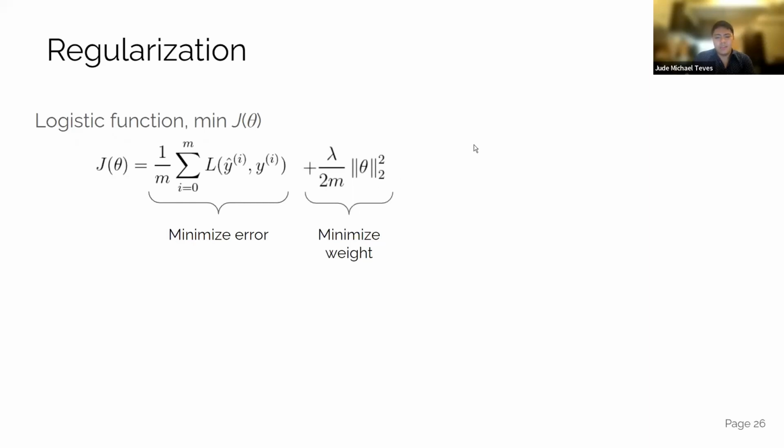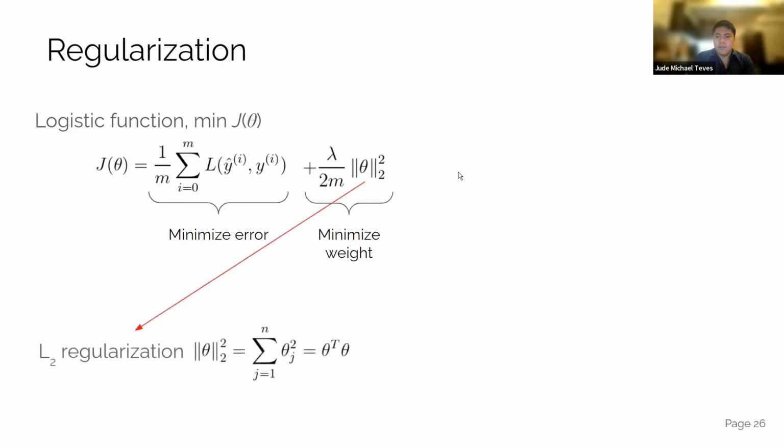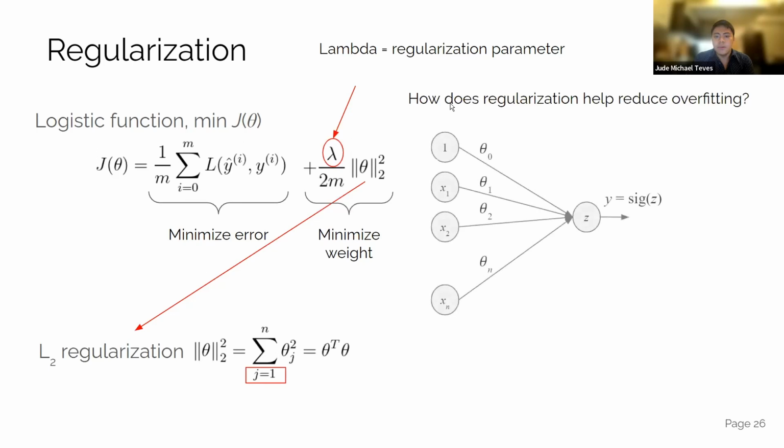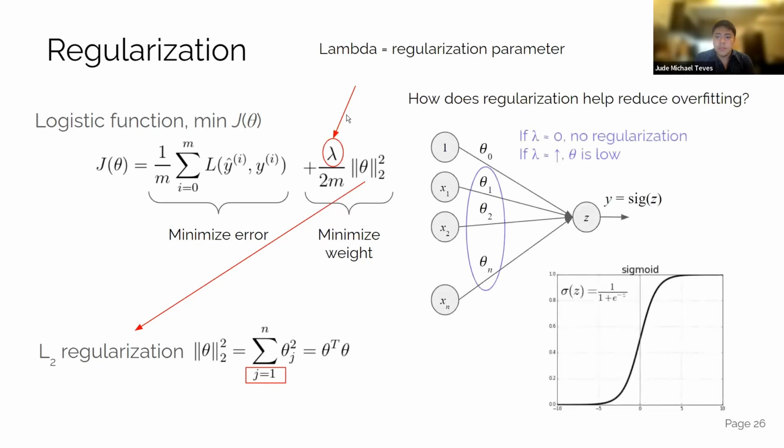So what does regularization do? Let me click a few more times so it shows up here. So how does regularization help reduce overfitting? If the lambda here is 0, then you end up with no regularization. Basically, it's going to be the same as the original cost function because it's 0, right? So this one is nothing.